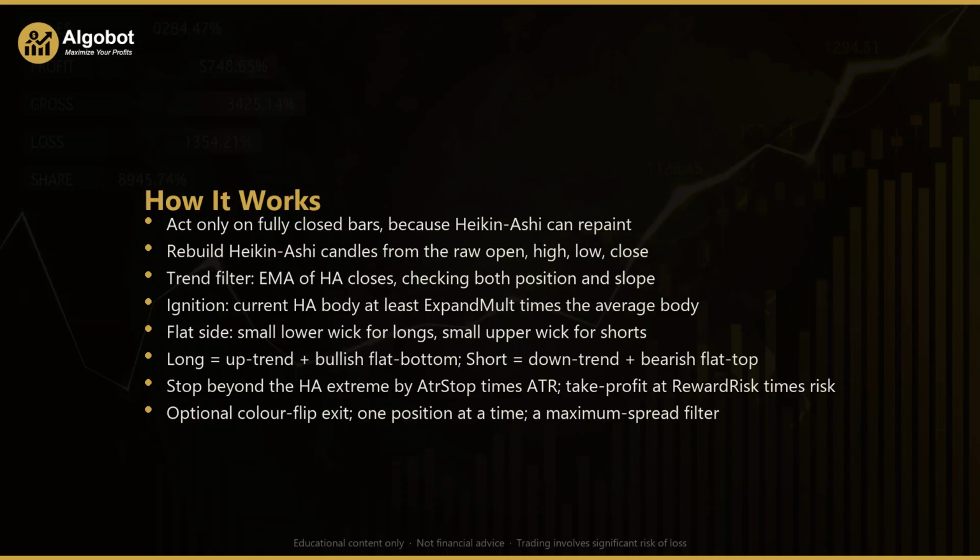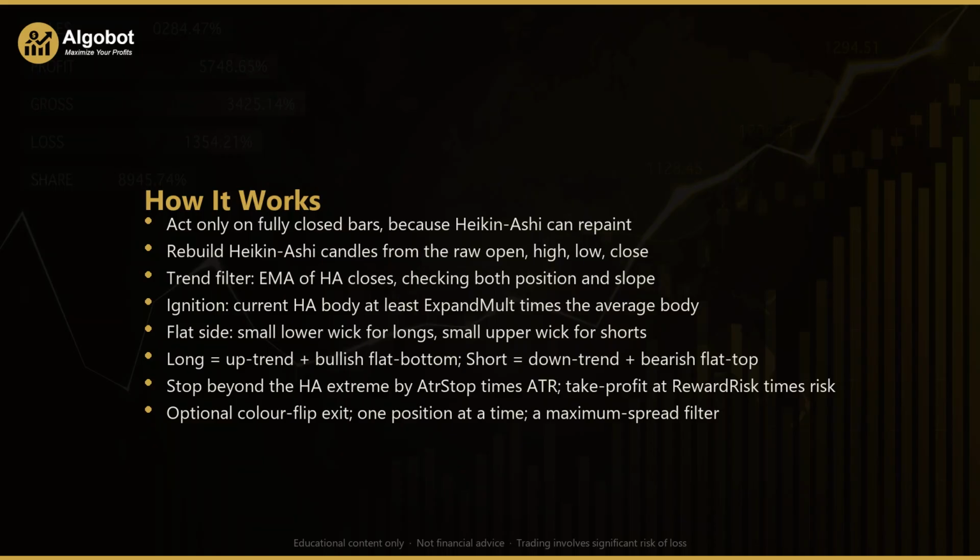The second condition is the body expansion or ignition test. The strategy measures the size of the just closed Heikin Ashi body and compares it to the average body over the prior 10 candles. The new body must be at least the expansion multiple, 1.8 by default, times that average. This filters out ordinary candles and looks only for a genuine surge in momentum.